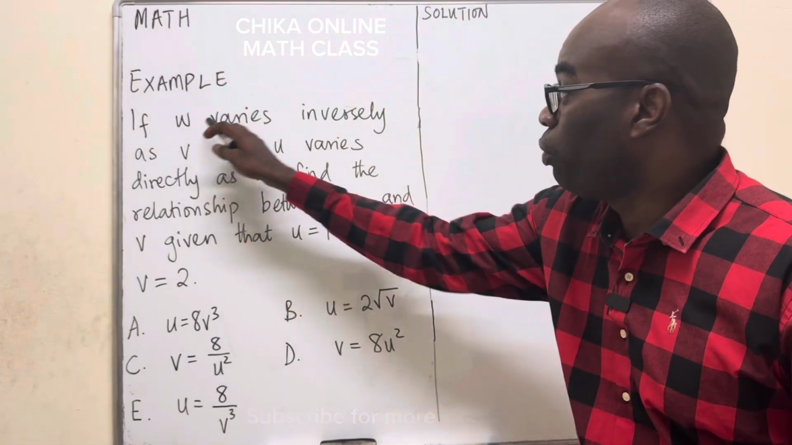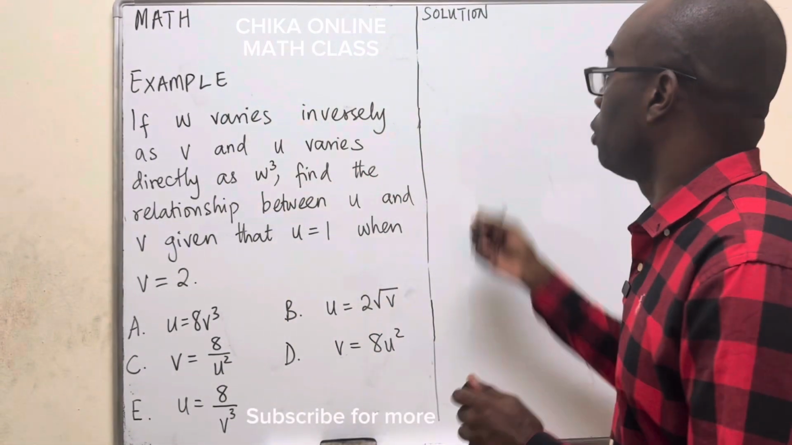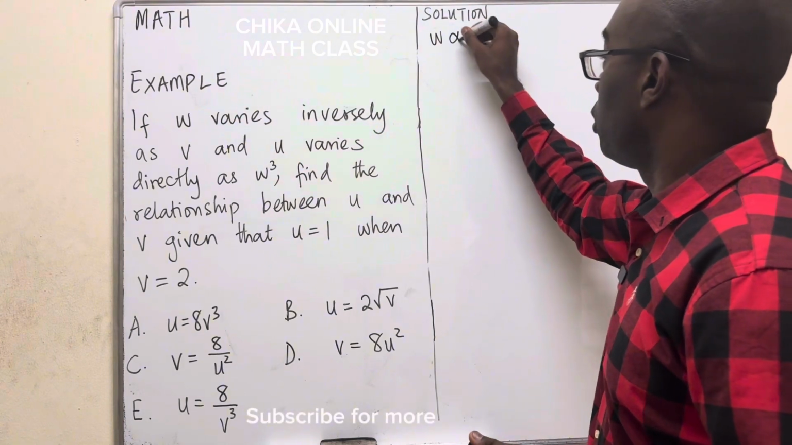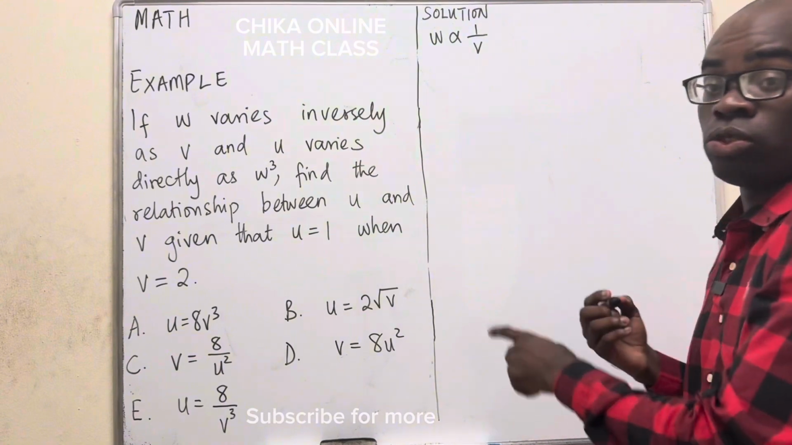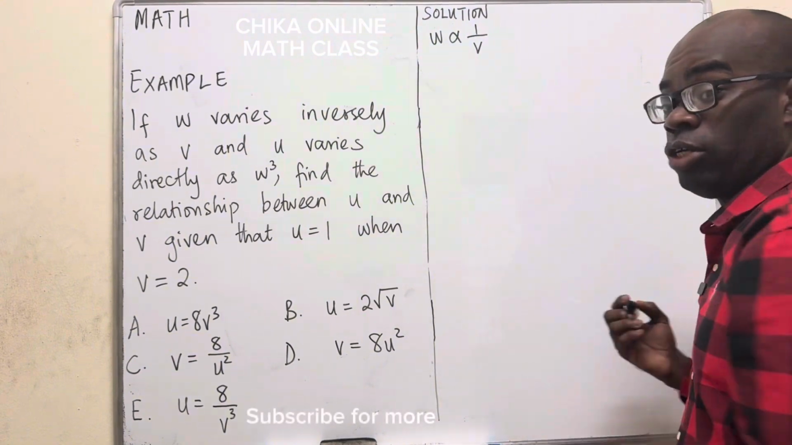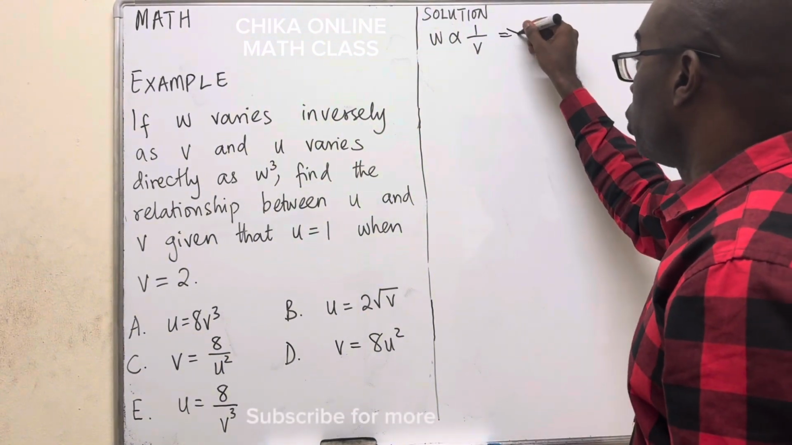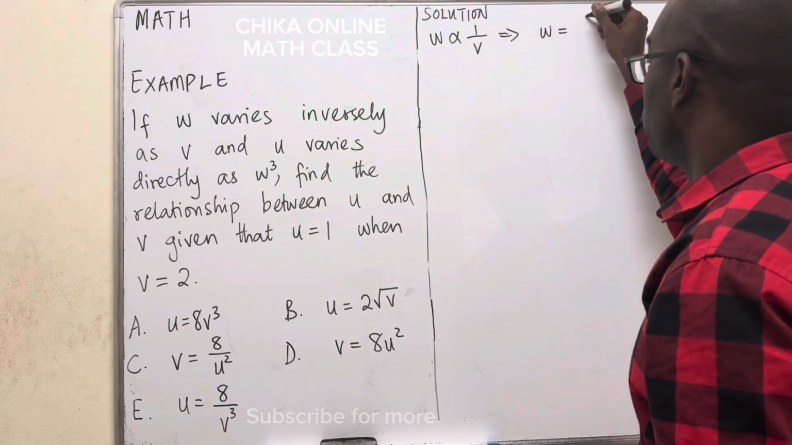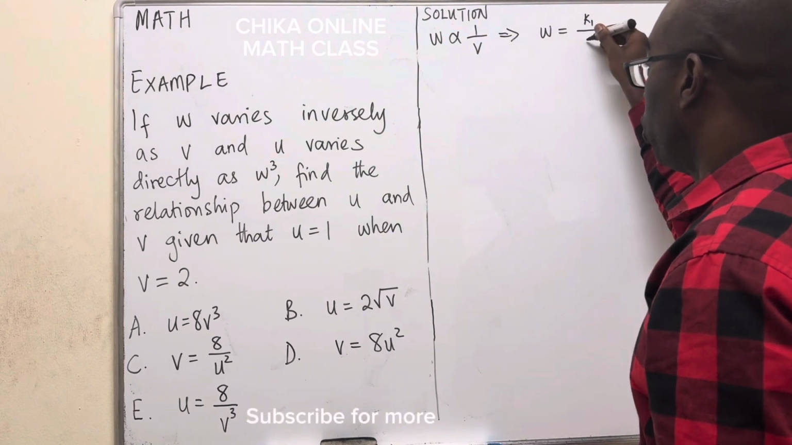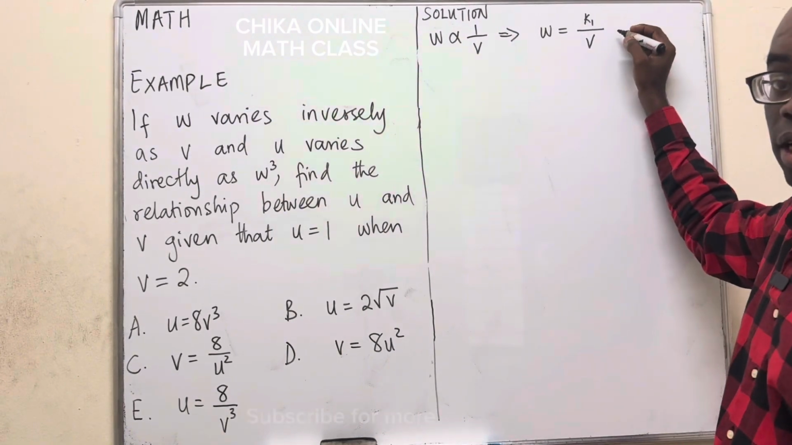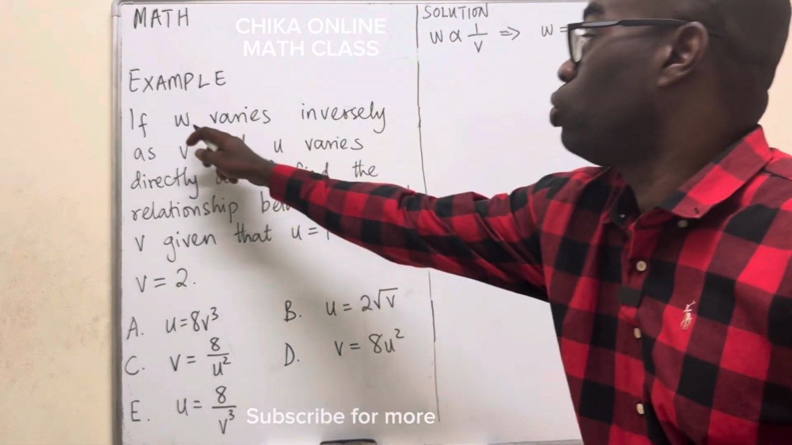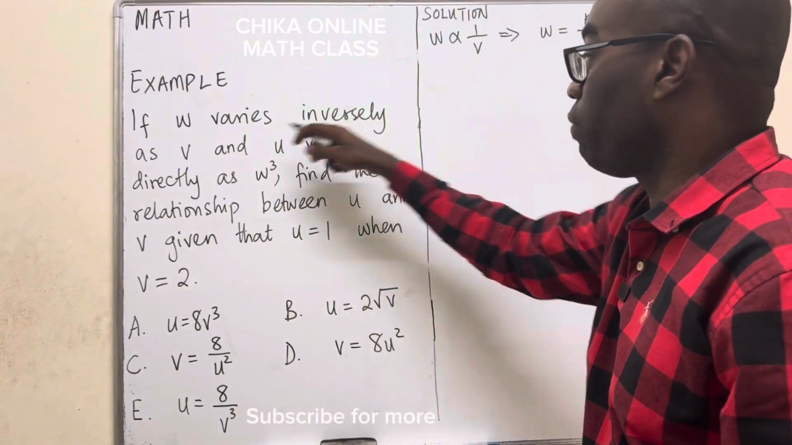Okay, w varies inversely as v. What does this mean? Inversely means 1 over v. Okay, so this is the sign of variation. If you want to remove this sign of variation, you have to introduce the constant of variation, k, but we call it k1 for the first one. Okay, so this is the first equation corresponding to w varies inversely as v.